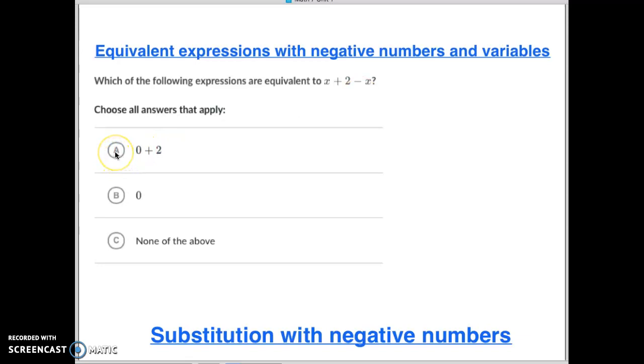Well, if you look at letter A, obviously letter A would equal 2. Letter B would not, and letter C, none of the above, is not correct because letter A works. So that's just how easy it is.